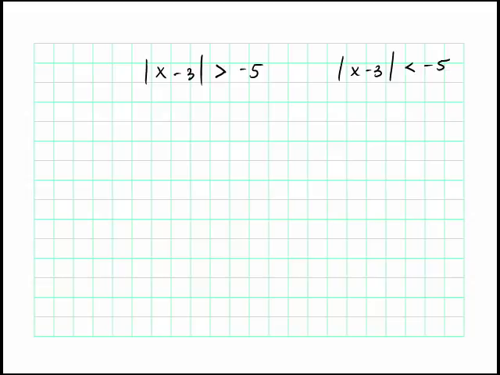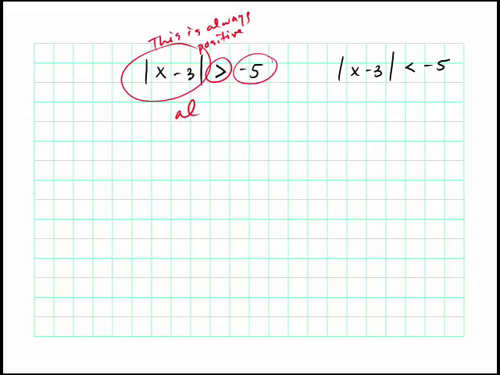When is an absolute value greater than negative 5? An absolute value is always positive. This is always positive. So, when is it greater than negative 5? Always. In other words, no matter what number I plug in for x, this is true. It is true for all x. And so, the solution is any number at all. The solution to this is negative infinity to positive infinity without not much work at all.